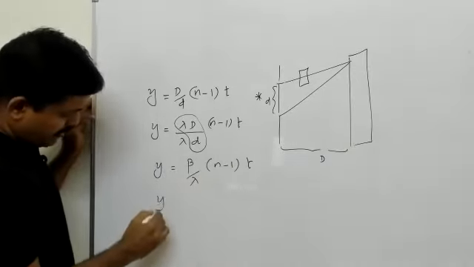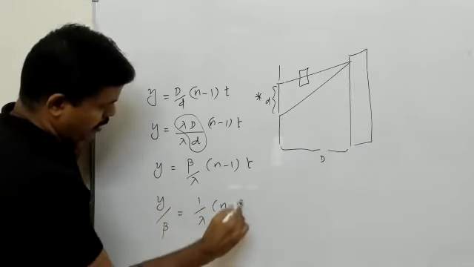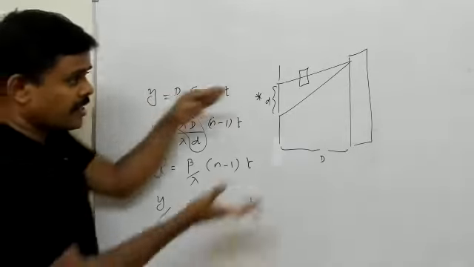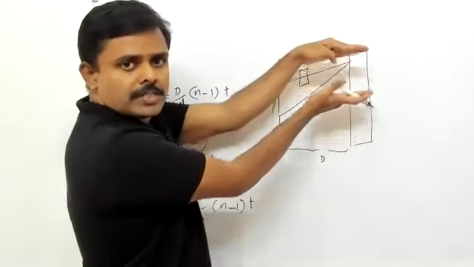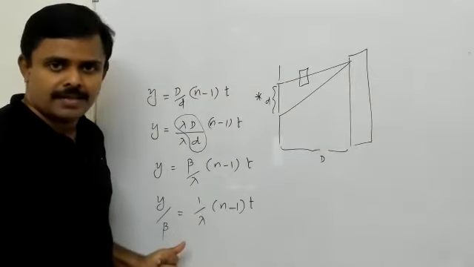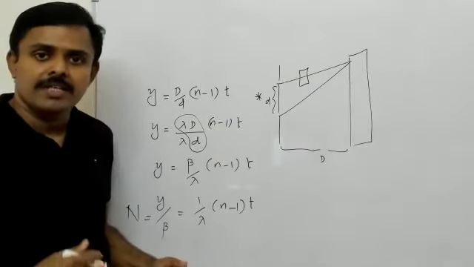I take beta to the left hand side. Y by beta is 1 by lambda into (n minus 1) into t. What is y by beta? Y is the distance through which the fringe system shifted, and beta is the width of a band, and the ratio will be what? The number of fringes by which it has shifted.